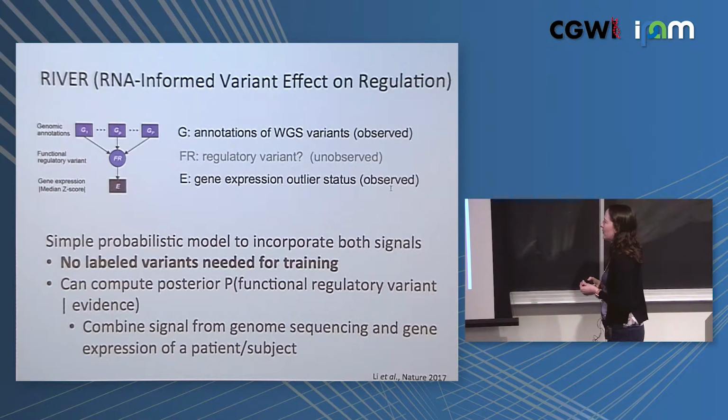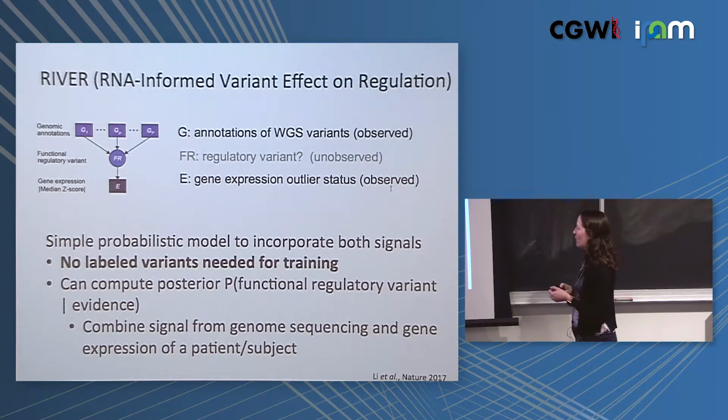So using the tools of probabilistic modeling, we created a method called RIVER. This is RNA-informed variant effect on regulation, but you just remember RIVER. And it starts off, if you look at the top half of the model, I've written it out so that it looks just like the methods such as CADD and others that I introduced at the beginning. We're going to start with annotations of whole genome sequencing for a given variant, Roadmap, conservation, et cetera. And from that, we'd like to predict whether a given variant has a functional regulatory effect.